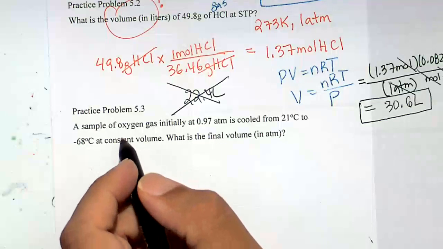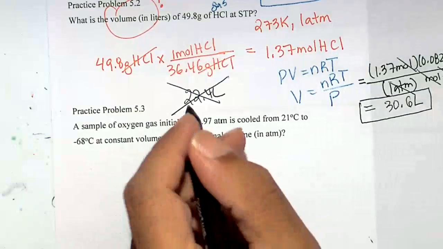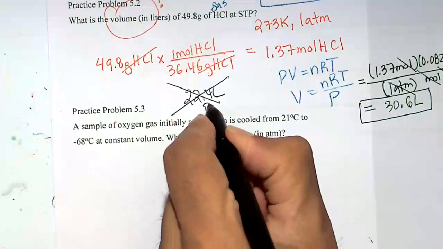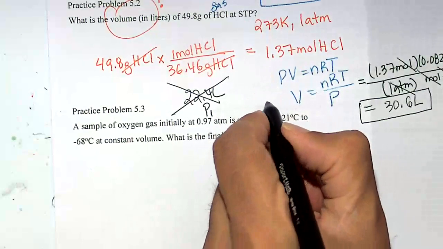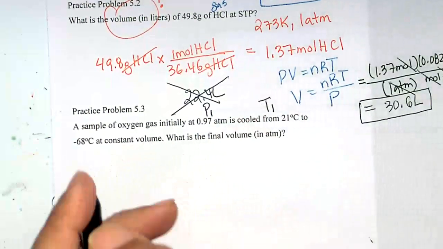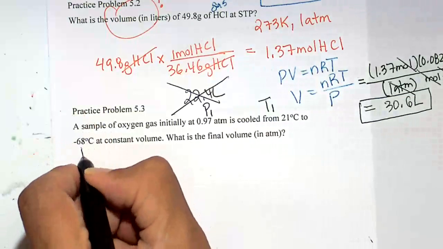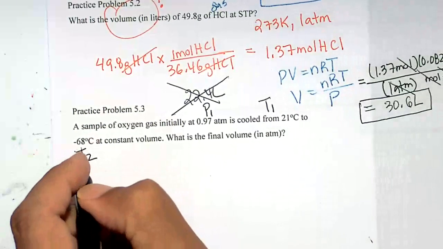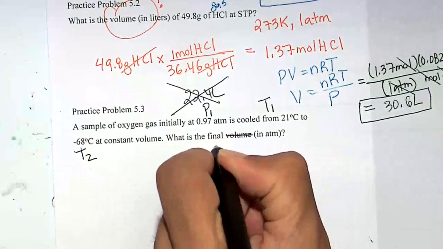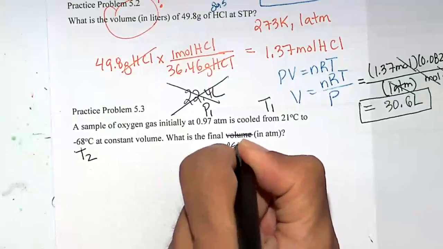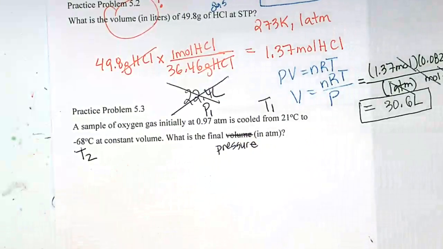All right, let's do this problem here. A sample of gas initially at 0.97 atm, pressure 1, is cooled from 21 degrees C, T1, to minus 68 degrees C, T2, at constant volume. What is the final pressure? This should say pressure, sorry about that. Okay, what is the final pressure in atmospheres? Atm is a pressure, not volume.